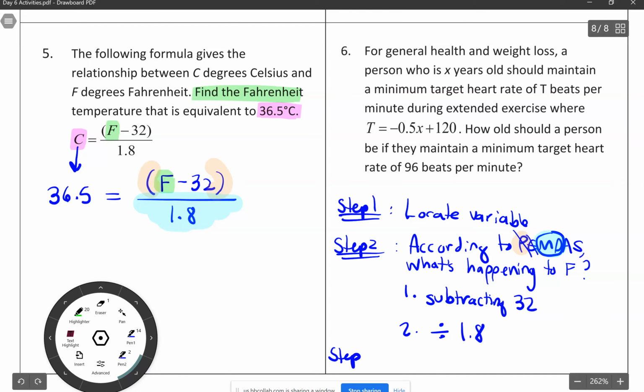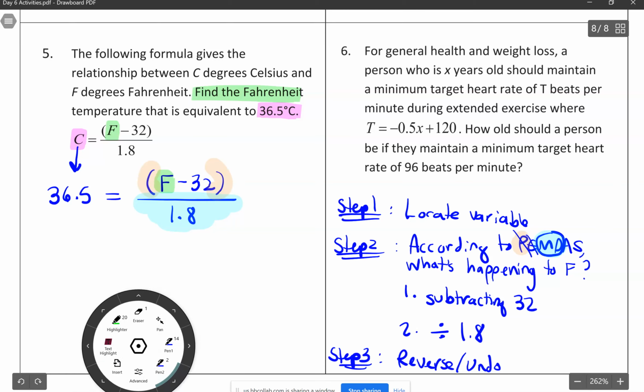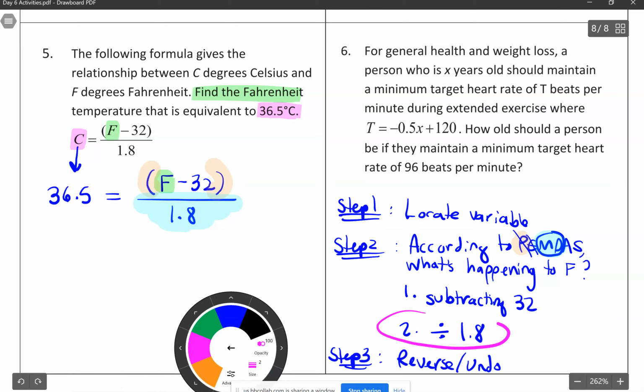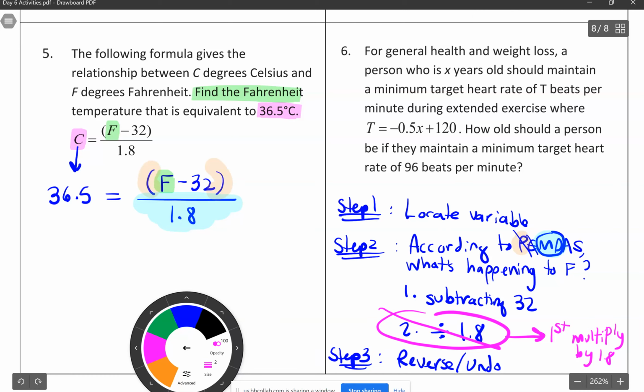And then step 3 is you just reverse all that. You reverse it or you undo all that. It's like solving is doing PEMDAS backwards. So when I go to solve this equation, I need to start by getting rid of dividing by 1.8. So the first thing we're going to do to solve is multiply by 1.8.